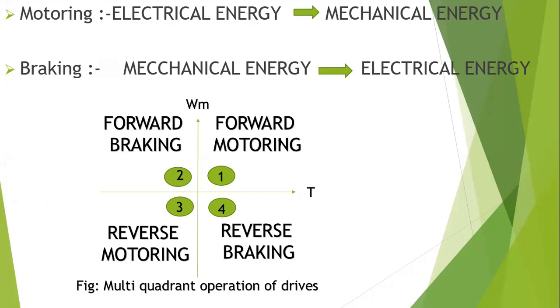So these are the multi-quadrant operation of drives. See here, first quadrant, second quadrant, third and fourth. On X-axis we are taking T, and on Y-axis we are taking speed here. In the first quadrant, the machine will be forward motoring. In the second quadrant, the machine will be forward braking. Third quadrant, the machine will be reverse motoring. And in fourth quadrant, it is reverse braking, right?